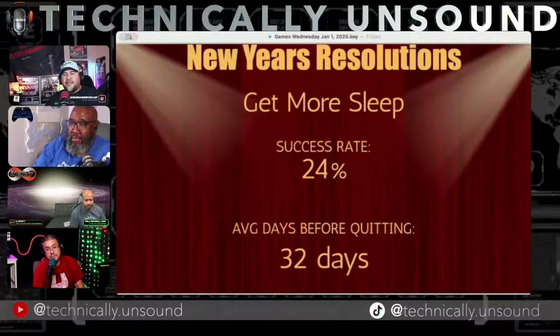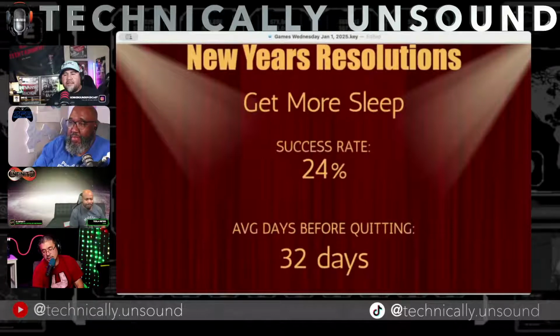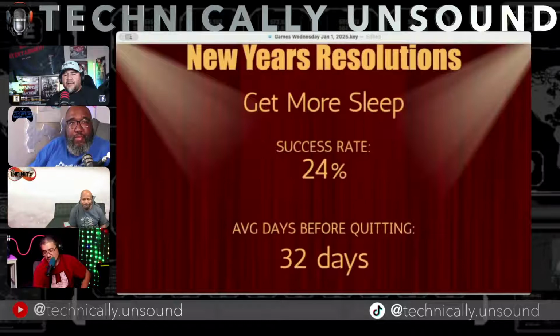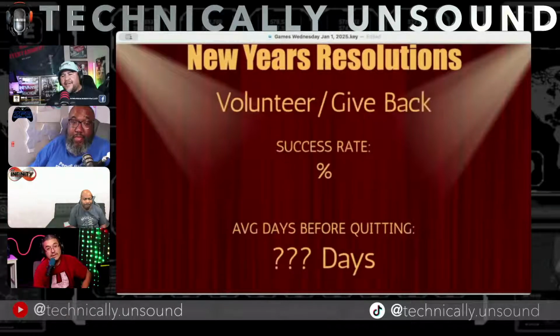Get more sleep, 24 at 32. So after a month, it kind of goes along with the stress. Yeah. I said 0.09. Your success rate goes up if you do 20 resolutions over one. It's a numbers game.